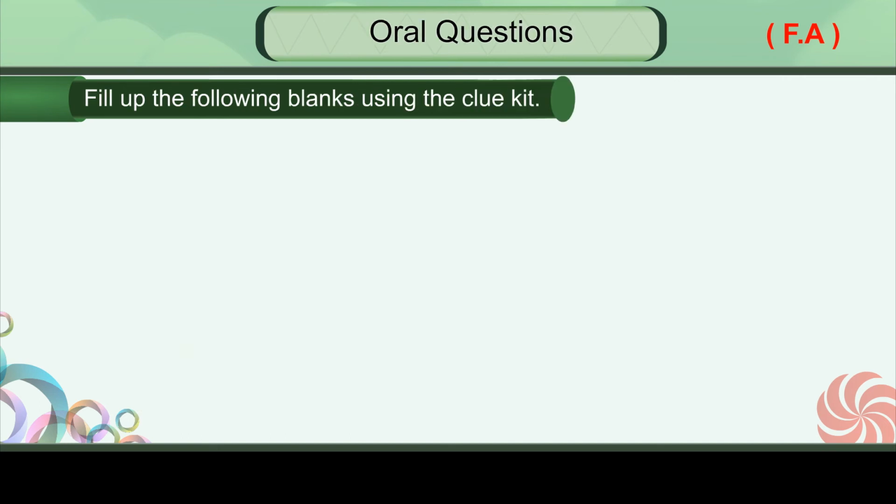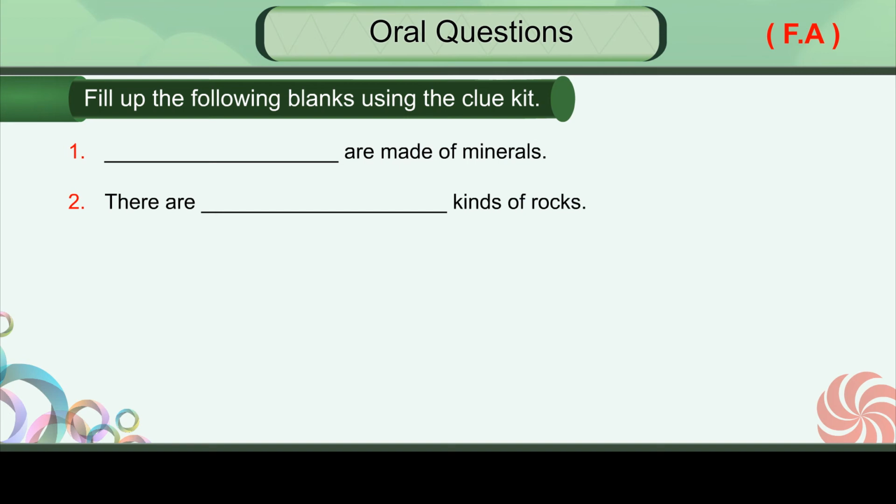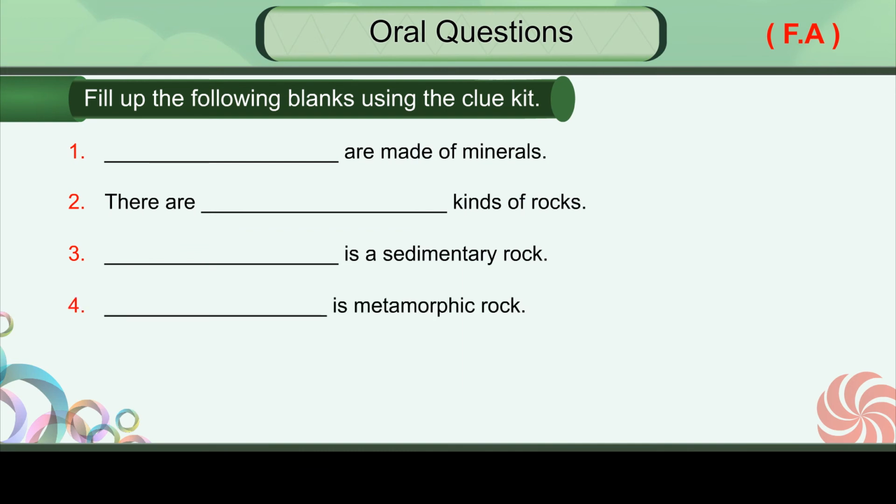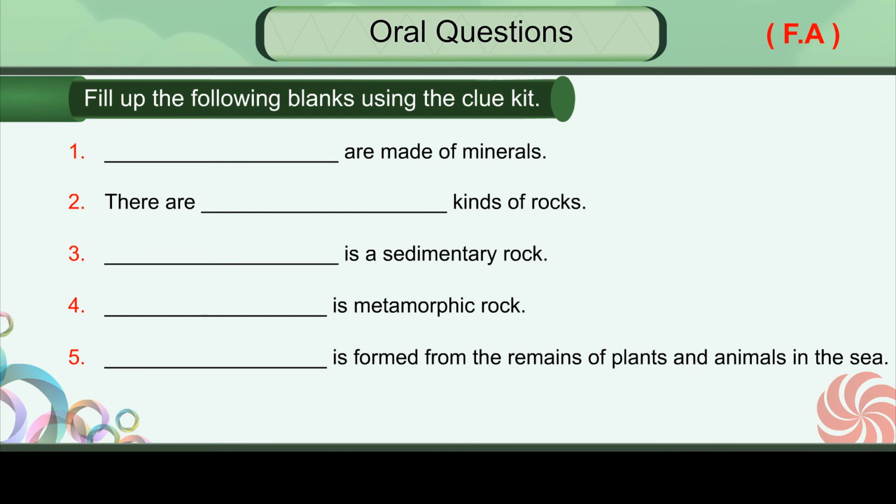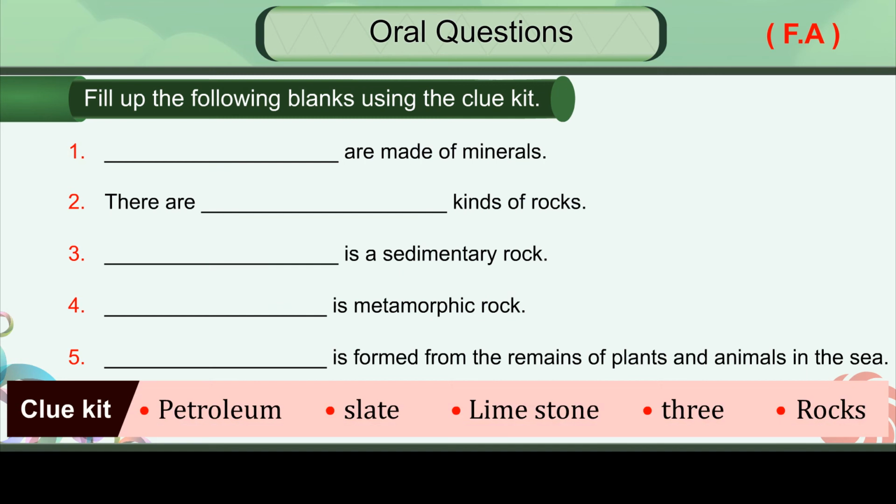Oral questions for FA. Fill up the following blanks using the clue kit. Blank are made of minerals. There are blank kinds of rocks. Blank is a sedimentary rock. Blank is a metamorphic rock. Blank is formed from the remains of plants and animals in the sea. Clue kit: petroleum, slate, limestone.